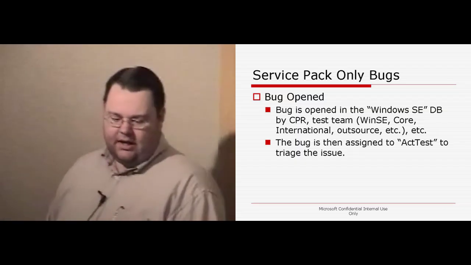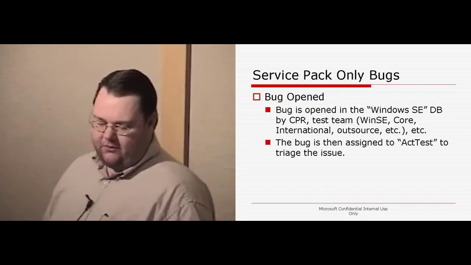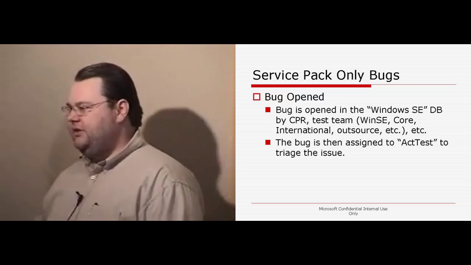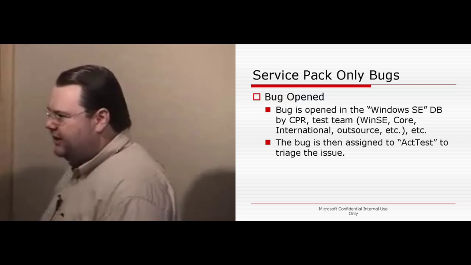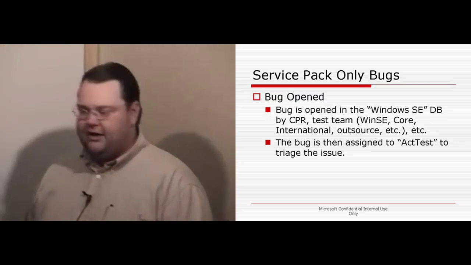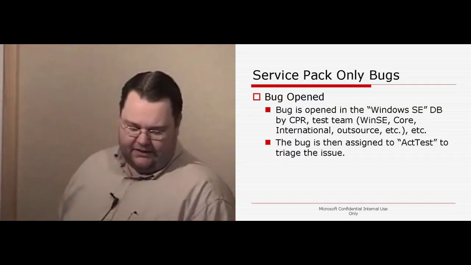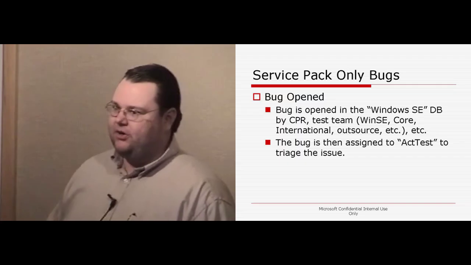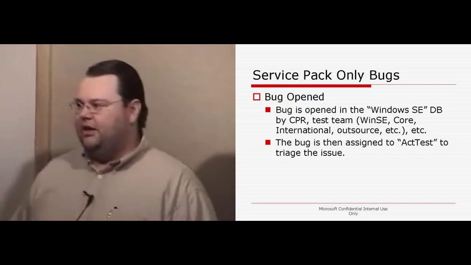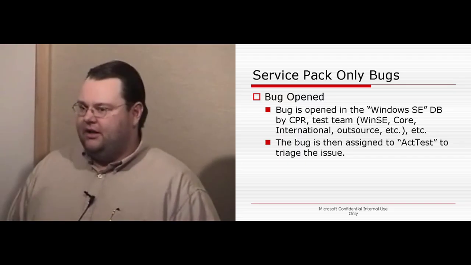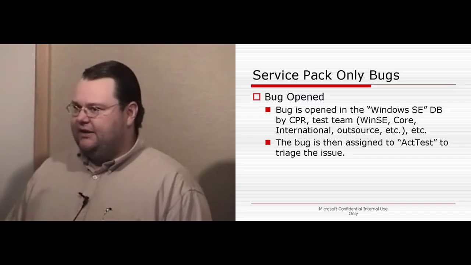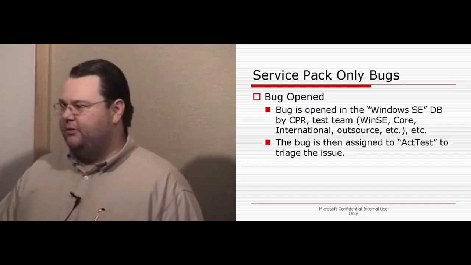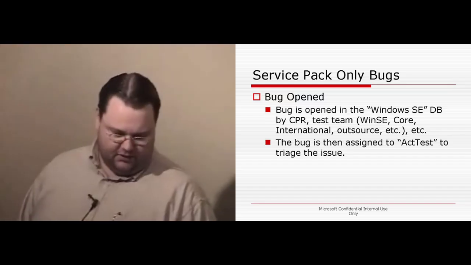Okay, so service pack only bugs can get opened by a variety of people: CPR, the internal test team, partner test teams, SQL, Exchange. Anybody else can open up a bug in our database. The bug gets assigned to ACT test, which is just like ACT dev, except ACT test gets triaged by all of the test leads. So every day, all of the individual test leads will run a query, look at all the bugs that are assigned to ACT test. Anything that's in their component, they'll pull out and assign to one of their testers.